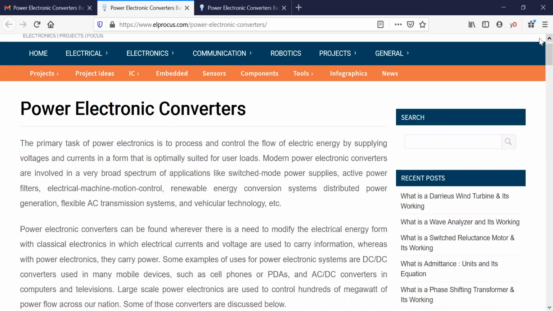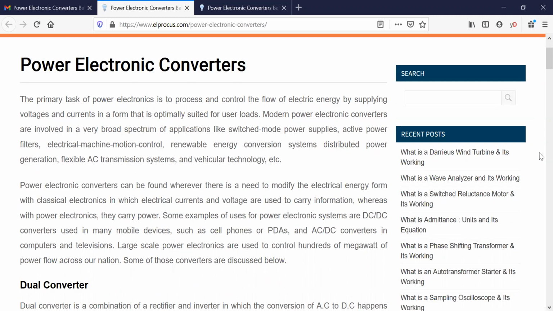Some examples of power electronic systems are the DC to DC converter, which is used in mobile devices such as our cell phones, and the AC to DC converters in computers or televisions also. Large scale power electronics are used to control thousands of megawatts of power flow across the nation.